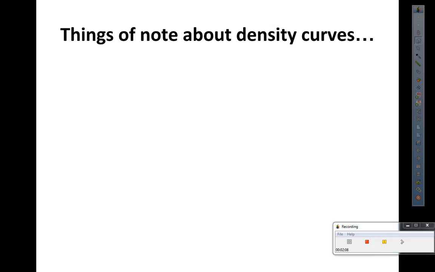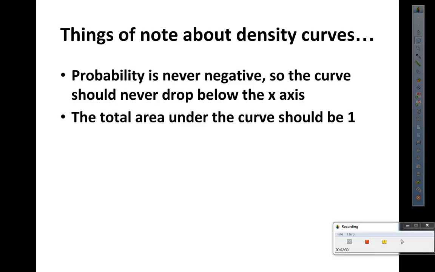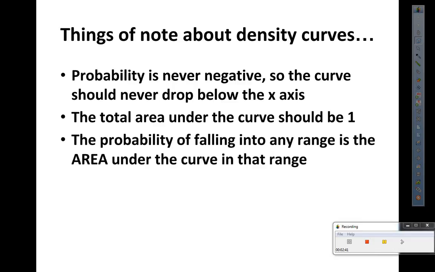A couple things to note about density curves. One is the probability is never negative, so the curve should never drop below the x-axis. It should always be in that first quadrant, that positive x-axis. I guess it could sneak into the second quadrant, but it always has to be y is greater than 0. Total area under the curve is equal to 1, just like the total of our discrete probabilities added up to 1. The probability falling into any range is the area under the curve in that range.